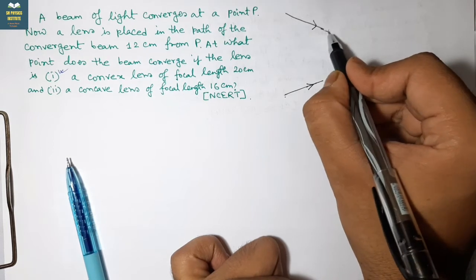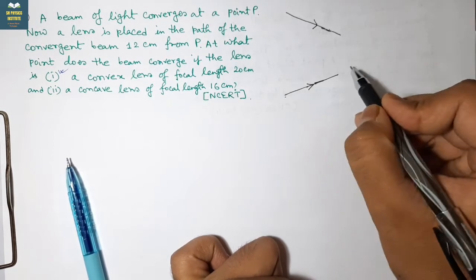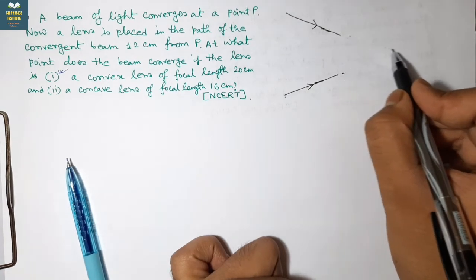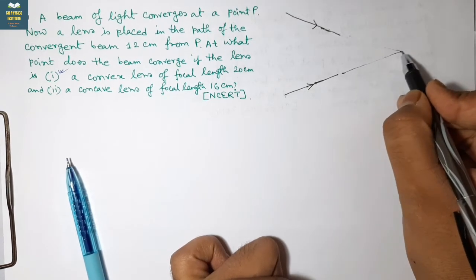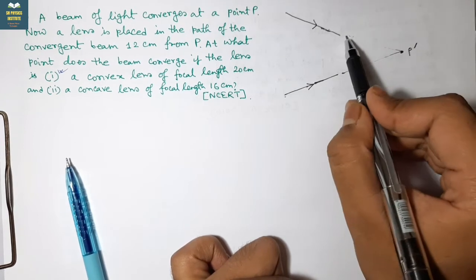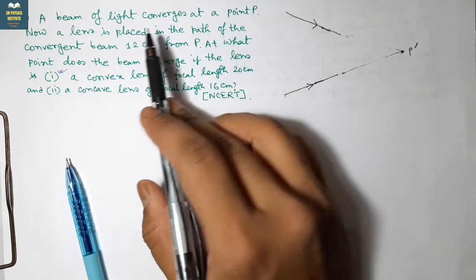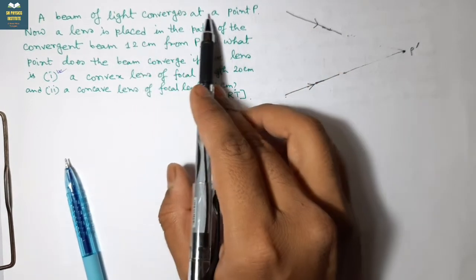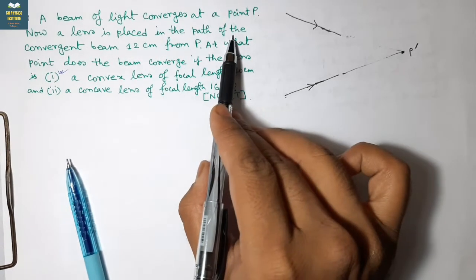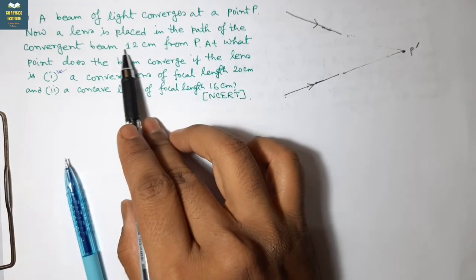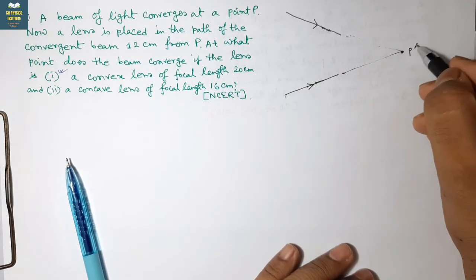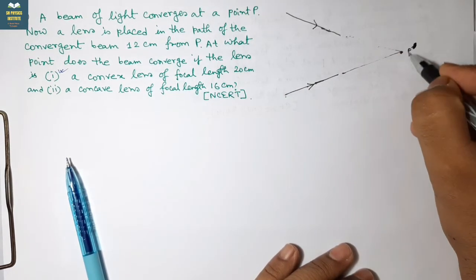So try to understand this convergent beam. Suppose they are meeting at this P prime point. But just try to understand at point P. Now a lens is placed in the path of the convergent beam, 12 centimeter from it. So here P is the point.